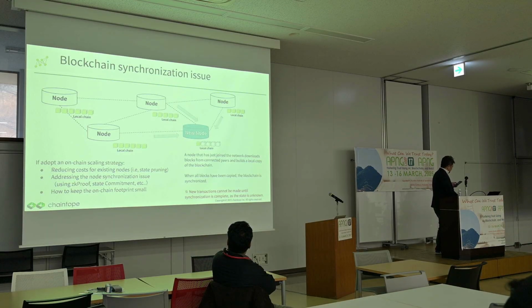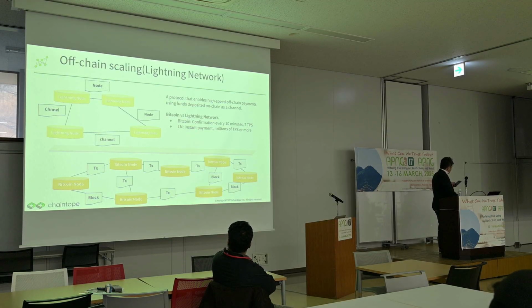Increasing the block size also faces synchronization issues. A new node that has just joined the network downloads blocks from connected peers and builds a local copy of the blockchain. When all blocks have been copied, the blockchain is synchronized. So if you make a 4 GB block, you cannot simply sync them anymore. So you need to adopt an off-chain scaling strategy.